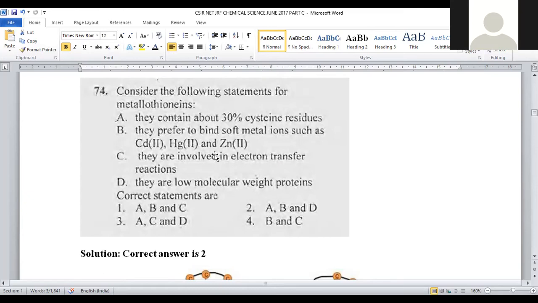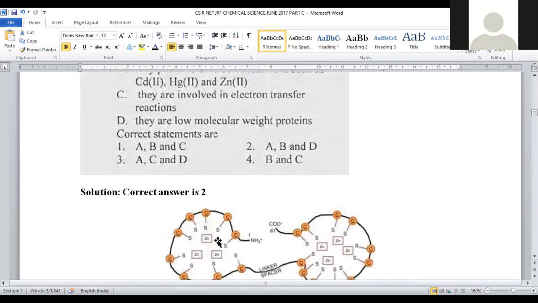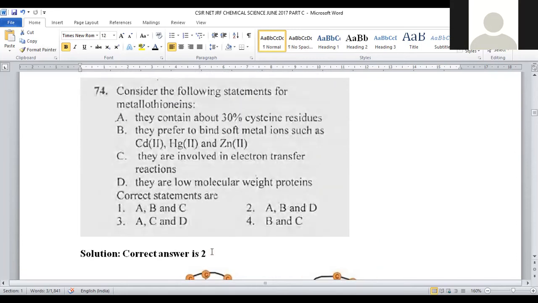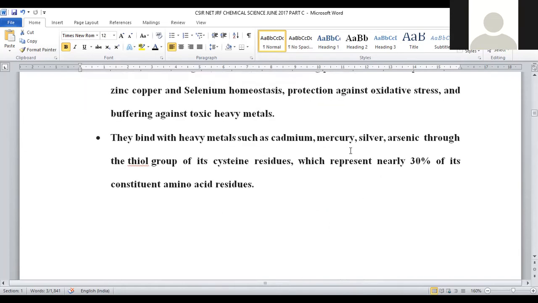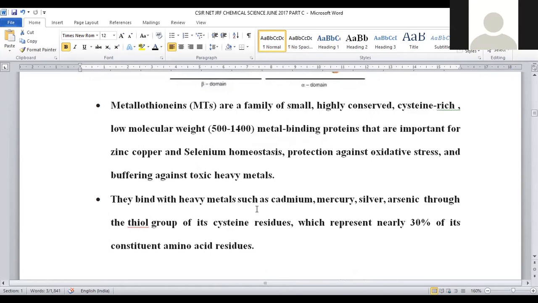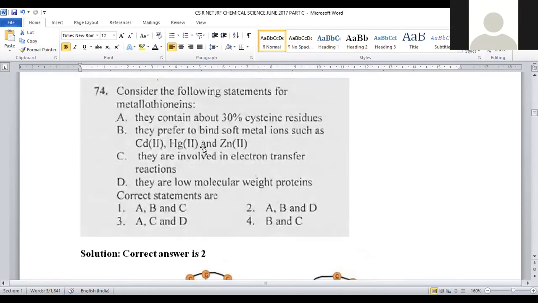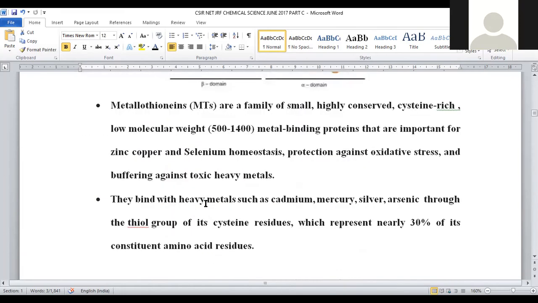Correct one. They have strong affinity towards such metals, and sulfur is able to form a bond with zinc, just like a hydrogen bond. Here also, sulfur bonds, thioether bonds, are possible with soft metals like cadmium, mercury, zinc, and moreover copper, selenium, silver, arsenic. These metals are also possible to bind with metallothioneins. Next, they are involved in electron transfer. No, this is not the function of metallothioneins.